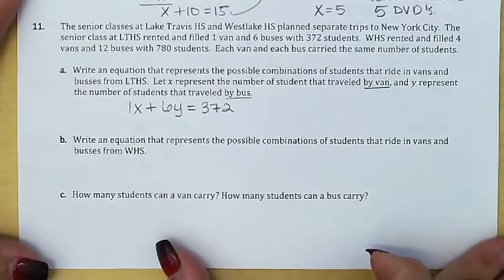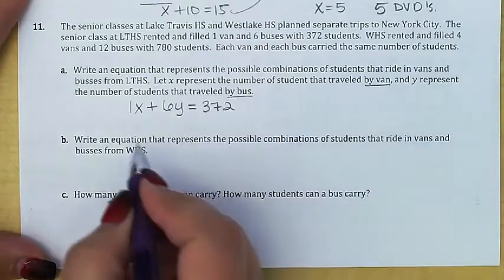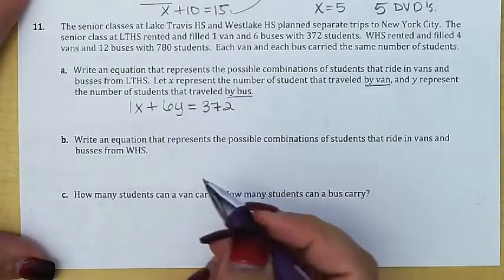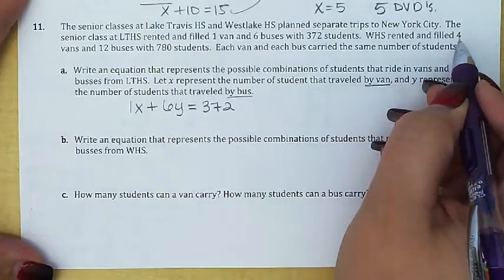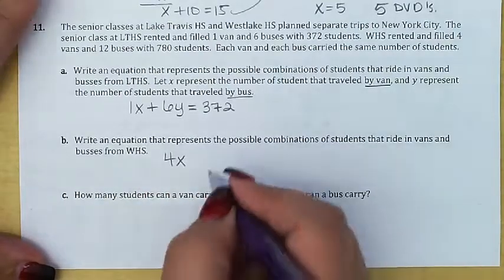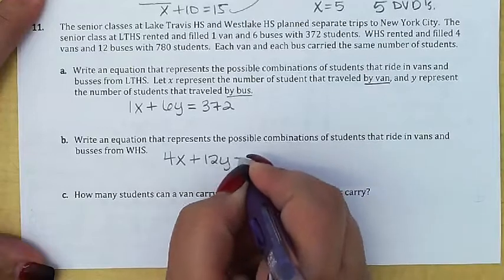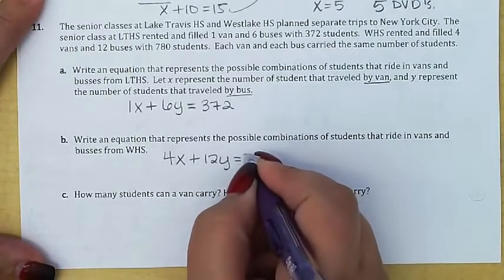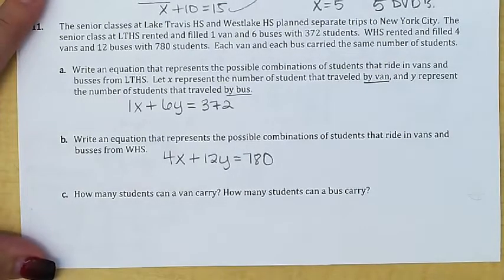Write an equation that represents the possible combinations for the students that rode vans and buses for Westlake. Well, Westlake, let's see, here's our equation. Westlake rented and filled 4 vans, and again, vans are X's, and 12 buses, and they took 780 students. So there's a second equation in our system.